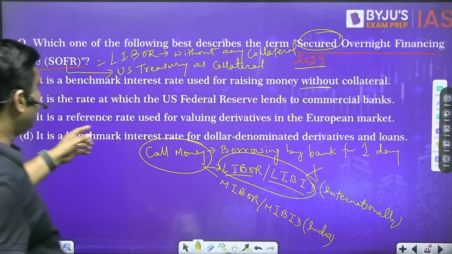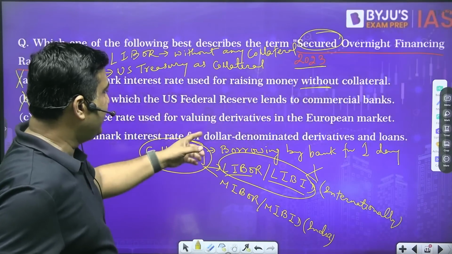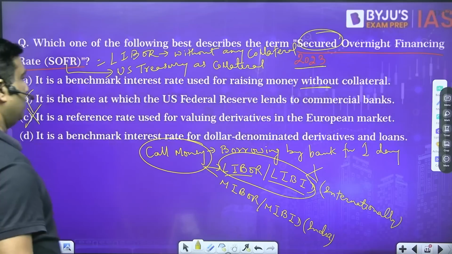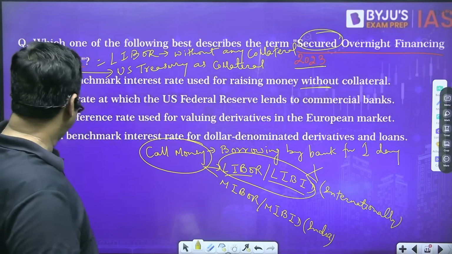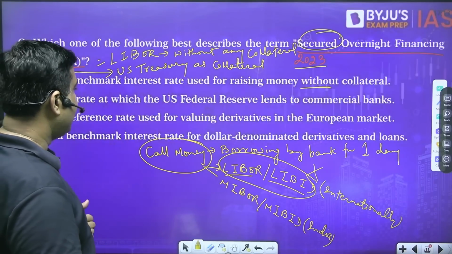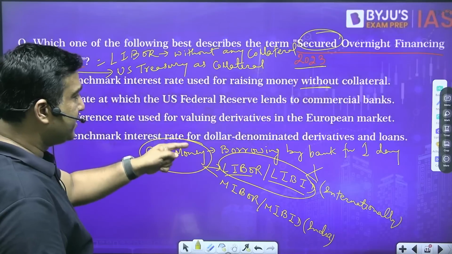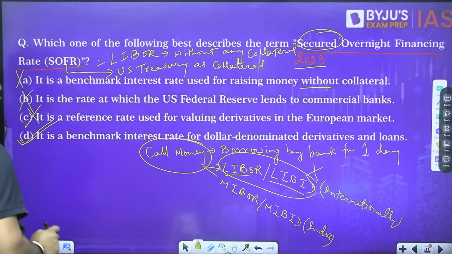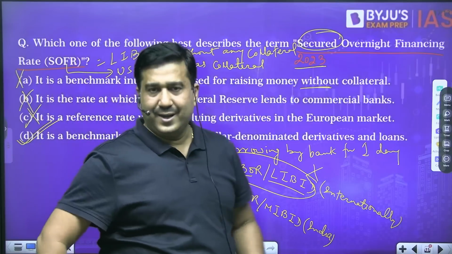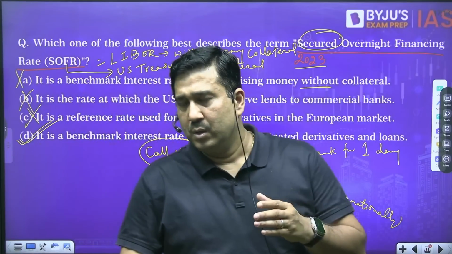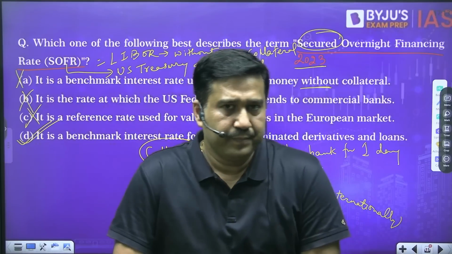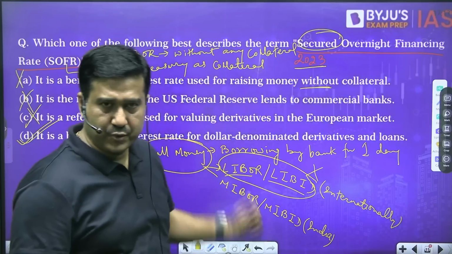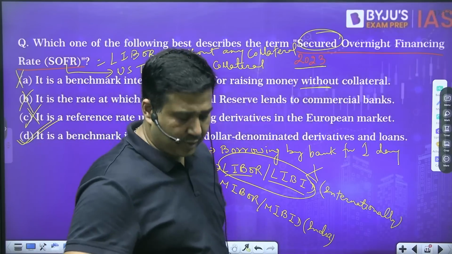Then it is a reference rate used for valuing derivatives in the European market. No. Then we are left with the fourth option. It is a benchmark interest rate for dollar denominated derivatives and loans. Option D is correct. And we saw how LIBOR and LIBID were abolished, and in that place SOFR was introduced. Now let us move on to another question.